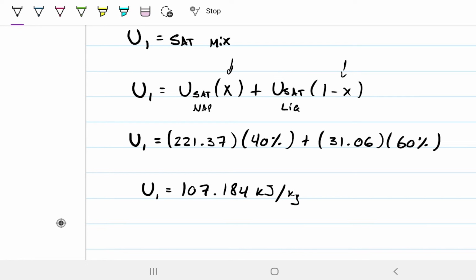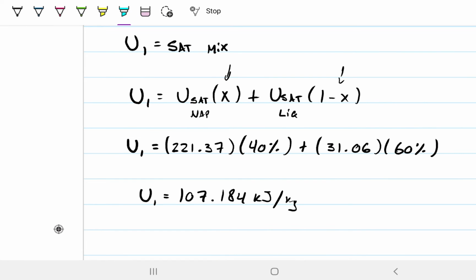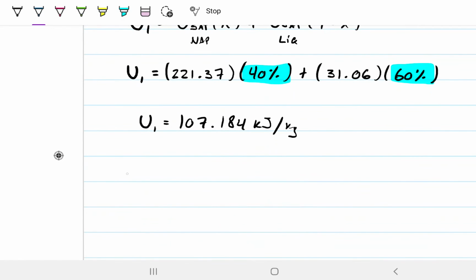Now note that this is always a combination between two things. There are only two possibilities: it's always liquid or vapor. So our final value needs to fall between these two numbers, right? So 107 needs to fall necessarily between 221 and 31.06. If it doesn't, you did something wrong in the math. So just jump a few steps back and you can figure out what you did wrong, because it surely was something in your math. Now, what about U2?